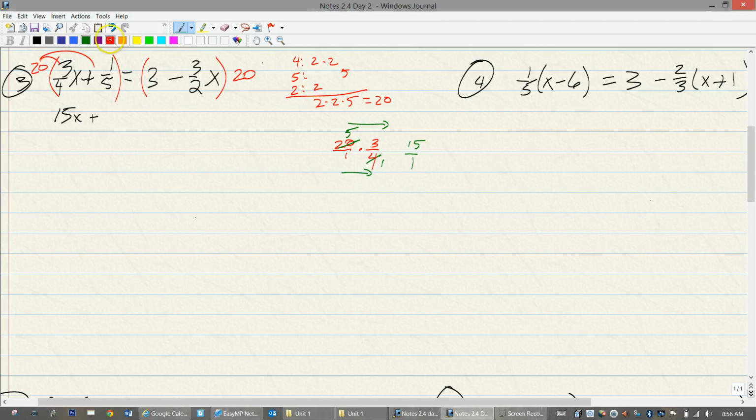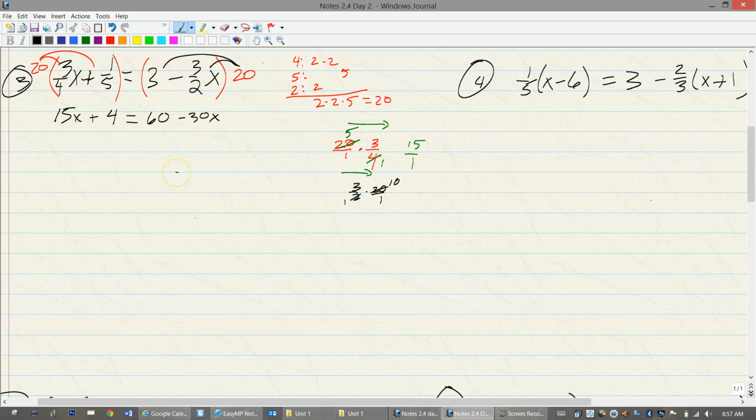Okay. And then on the next one, 20 times 1/5 is going to be 20 over 5, which is just 4. 20 times 3 is going to be 60. 20 times 3 halves, so 3 halves times 20 over 1, and then we can cross cancel. That divided by 2 is 1, that divided by 2 is 10, so we're left with 10 times 3. 30.